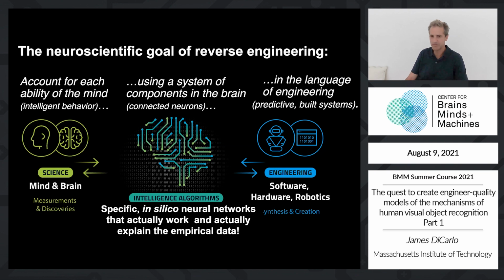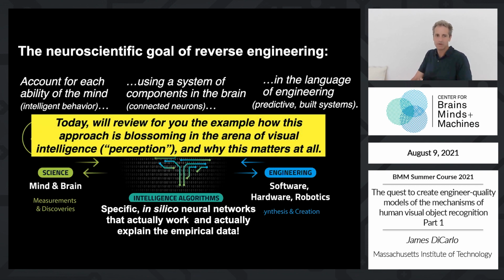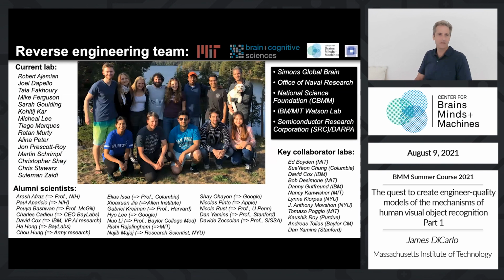And I hope you've seen some of that already in the lectures, and I will take you through that a bit more, remind you about that again today. So again, today I'm going to review this for the area of visual intelligence or perception, especially around object recognition, and I'll try to explain why this even matters at all, why this is important that we take this kind of approach. And when I say we, I'm of course meaning many of the folks that are in my group and others. Some of them are shown here.